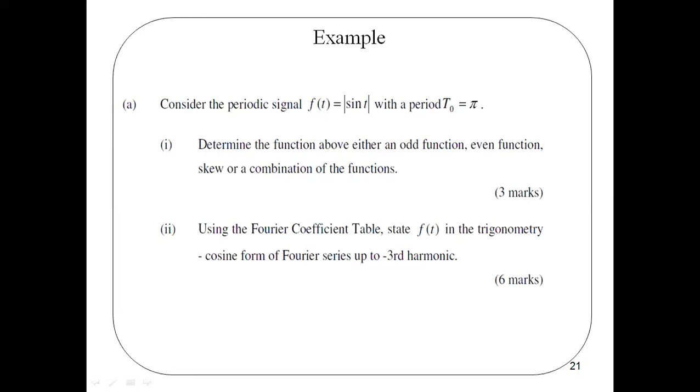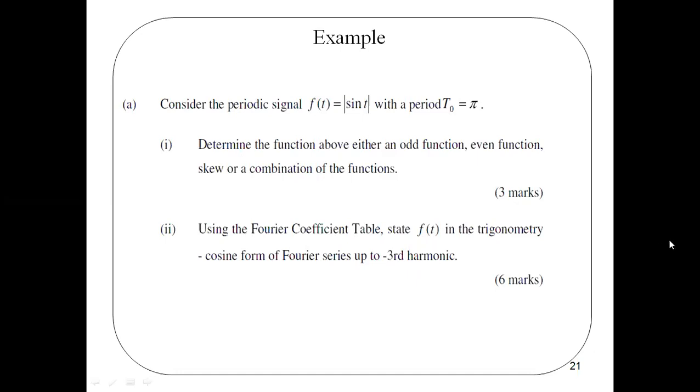f(t) is equal to the modulus of sin t, with a period of T naught equal to pi. First, we have to determine whether the function is odd, even, skew, or a combination of these, that is, the characteristics of the given f(t). Number two, we have to determine f(t) in the trigonometric cosine form of Fourier series up to the third harmonic, with the assistance of the Fourier coefficient table. We use the table to obtain f(t) up to the third harmonic. Hopefully you're clear about the question.